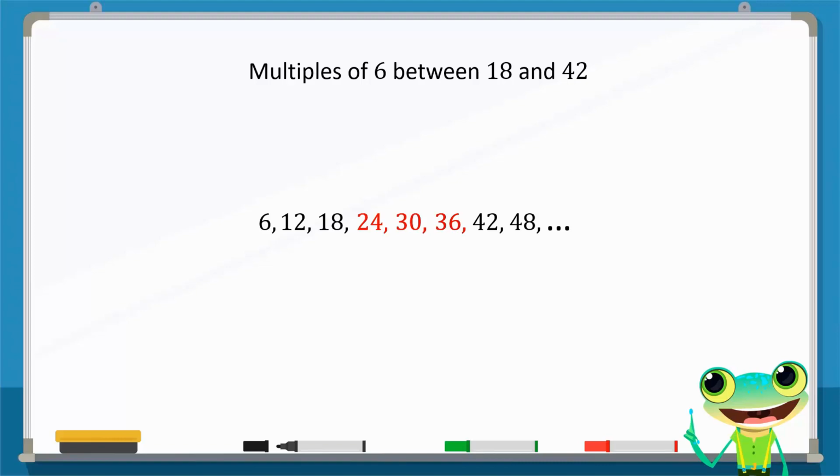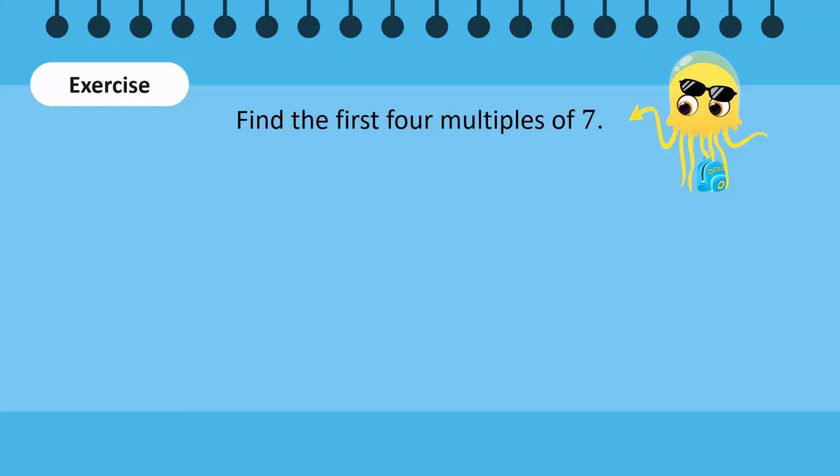Let's test ourselves. Take 1 minute to find the multiples of these numbers. Find the first 4 multiples of 7. Remember that multiples of 7 can be obtained by multiplying it by natural numbers.